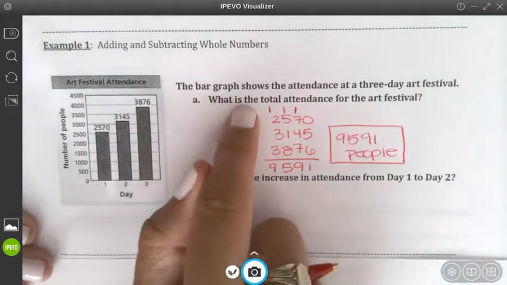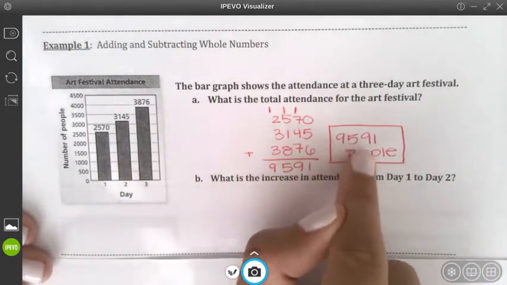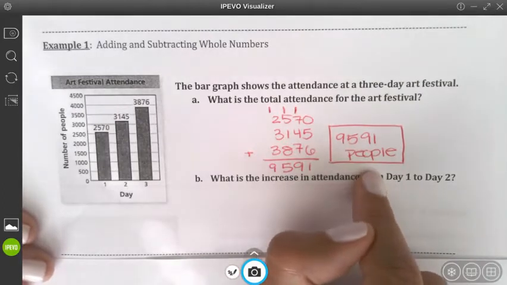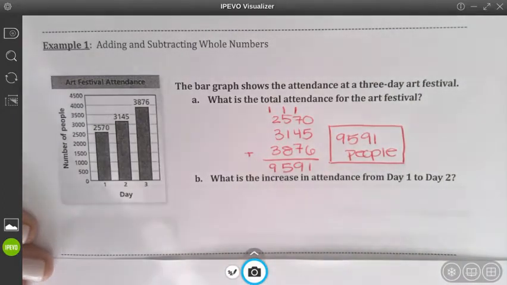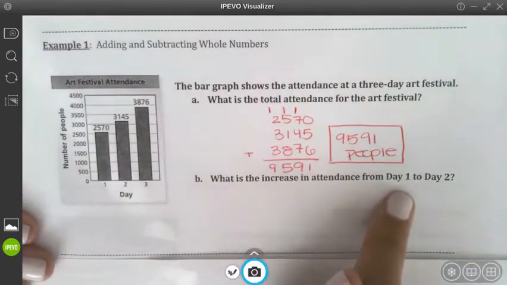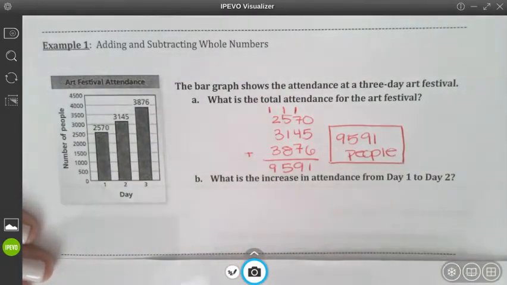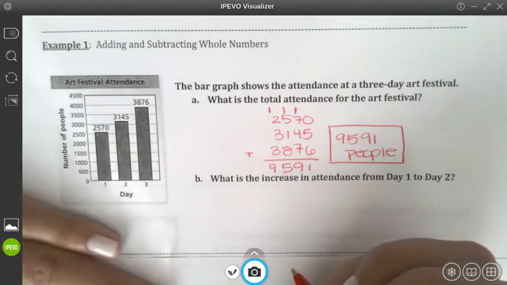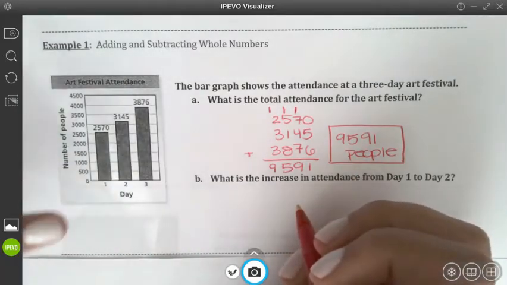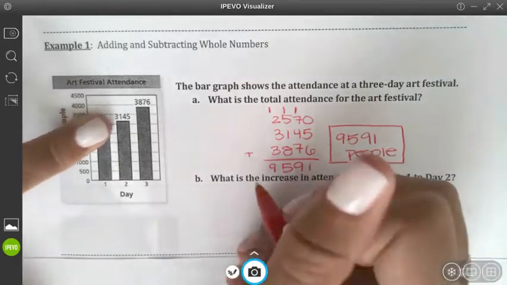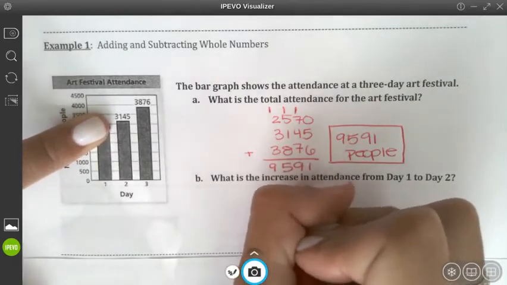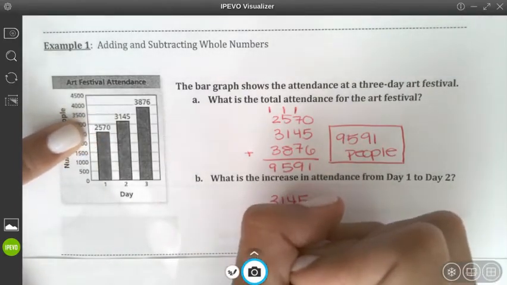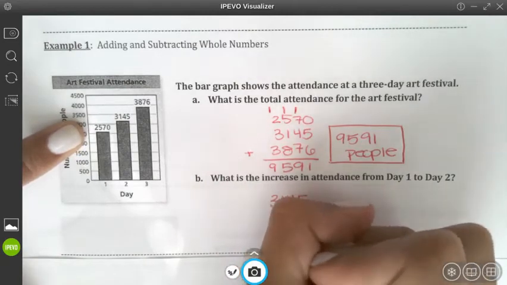Okay, so we answer the question, what is the total attendance? 9,591 people. Part B, what is the increase in attendance? So we want to know what the change is between day 1 to day 2. When we find change of something, it means we're finding the difference between them. And we know difference is the answer to a subtraction problem. So we're going to take day 2's attendance, 3,145, and subtract day 1's attendance.